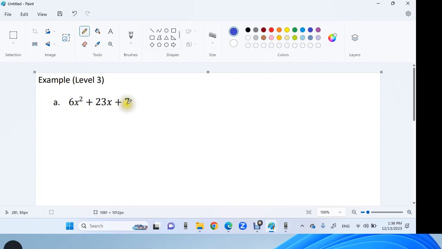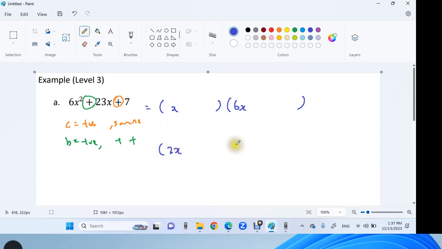But the concept is still the same. So we look at the value of C. The value of C is positive, then it is the same sign. Then the value of B is positive, so we have plus plus here. So over here we can have x and 6x, and then we also can have 2x and 3x here.